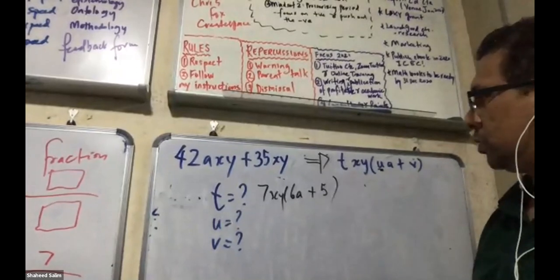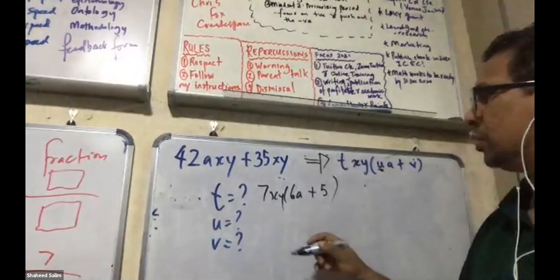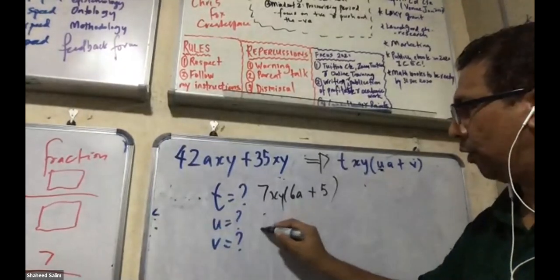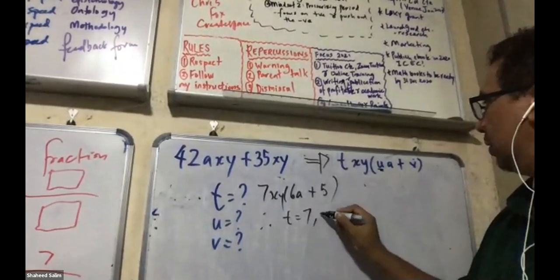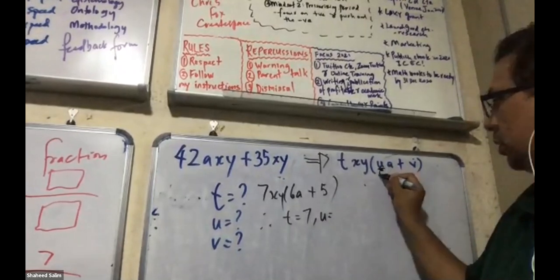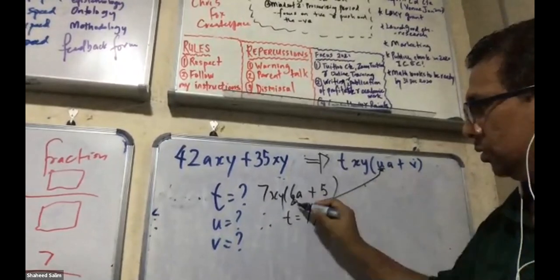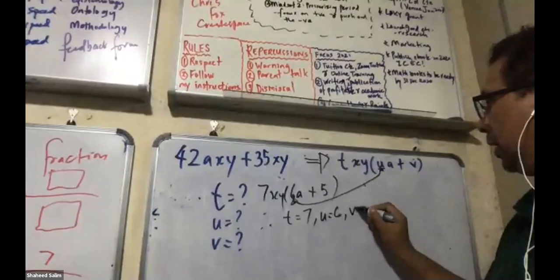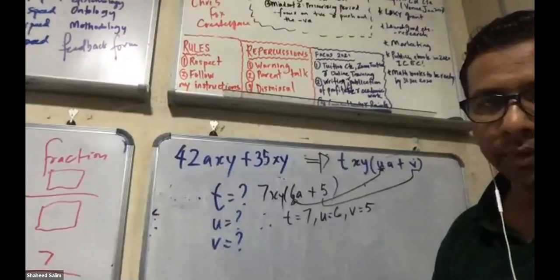So you got this equation. Then you just do comparison. You put it, therefore T equals to 7. U equals to 6. And V equals to 5. Can you see now the pattern?